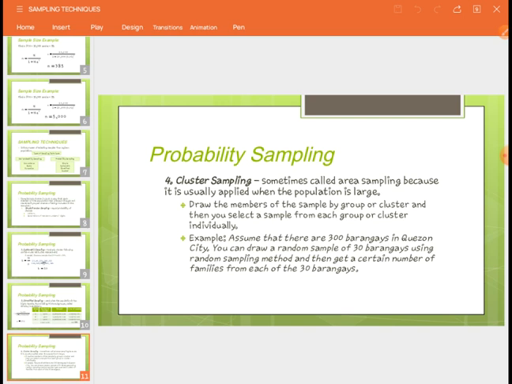So assume that there are 300 barangays in Quezon City. You can draw a random sample of 30 barangays using random sampling method and then get a certain number of families from each of the 30 barangays. So ganun lang kadali, no? Ka-cluster mo lang sila lahat.